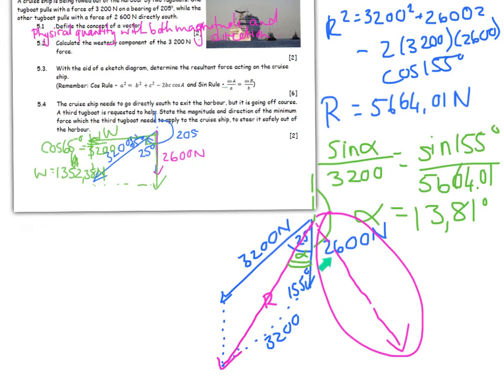So I'm going to put this little alpha, this 13,81, in over here. So I'm going to say 180 minus 13,81. And I therefore get that this line over here should be 5,664,01 at 180 minus 13,81, which is going to be 166,18.